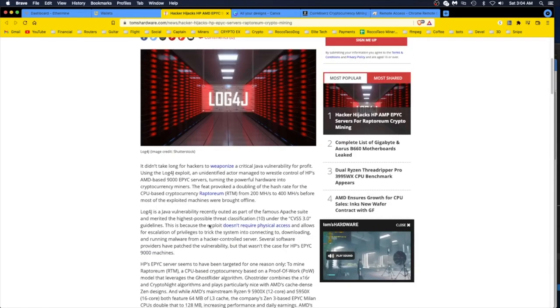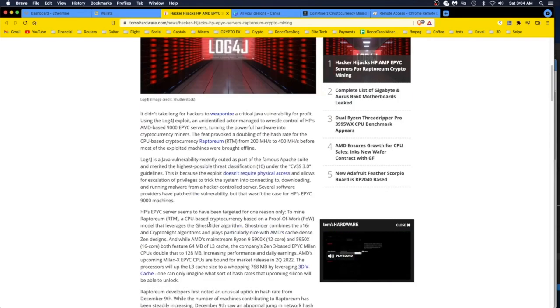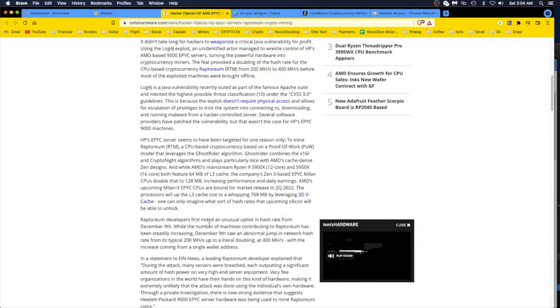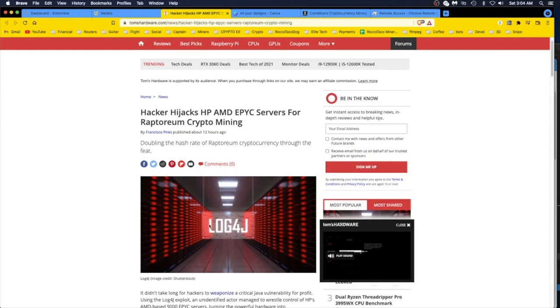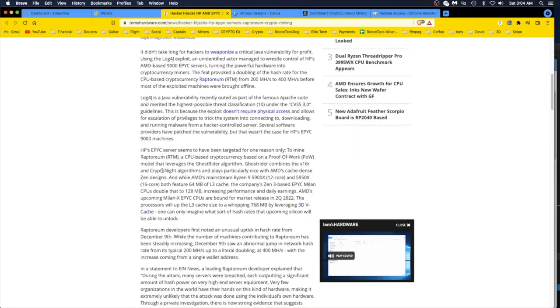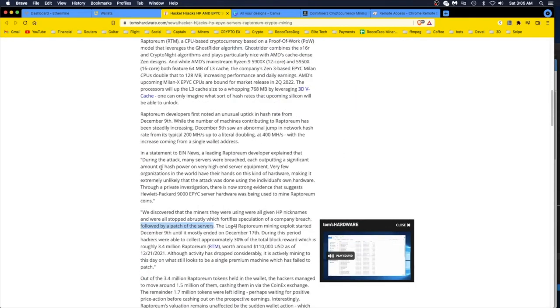Let's see. So there you go. If you're wondering why the hash rate increased, and why one wallet has a couple million Raptoreum in it, there you go. Again, it shows you what lengths people will go to mine crypto. Why do they do it? These hackers just cashed in on, what was that, $110,000?